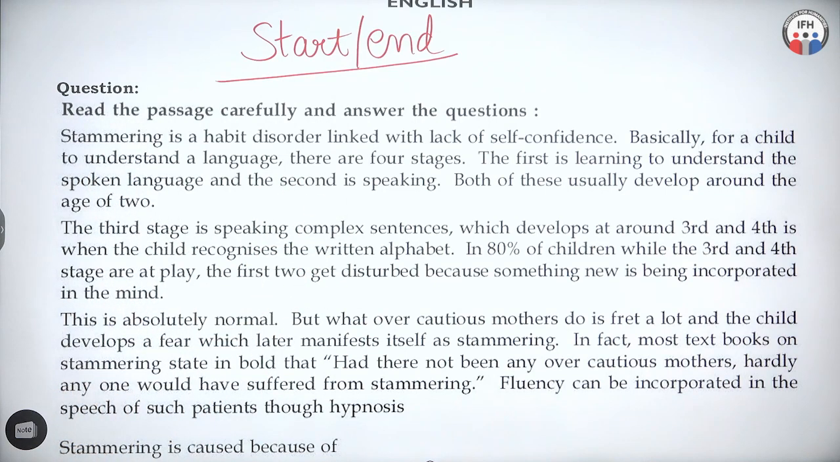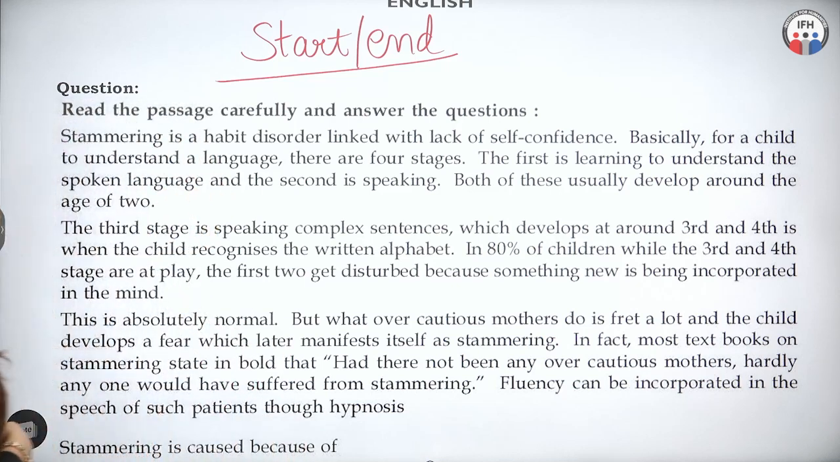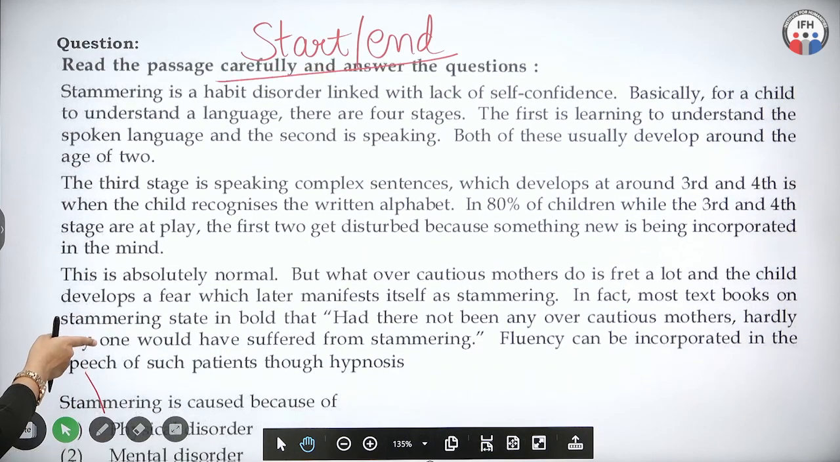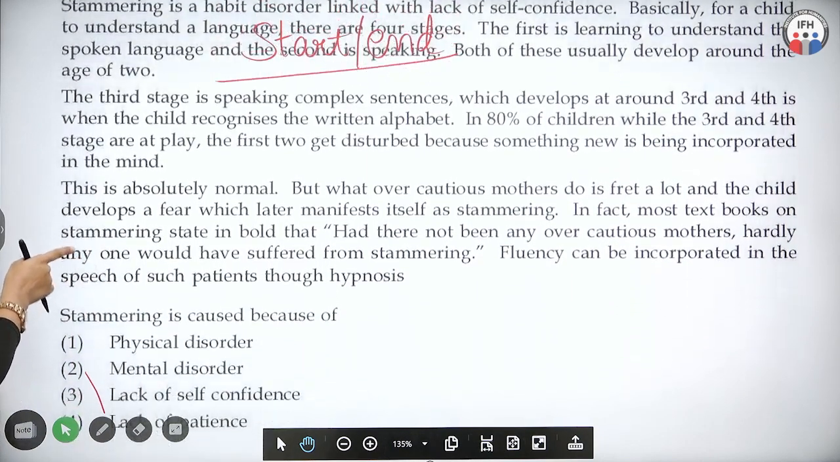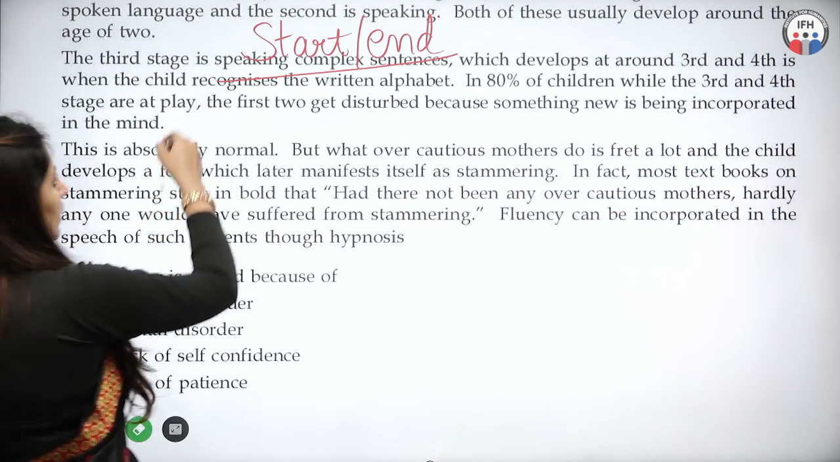Which develops at around third and fourth, when the child recognizes the written alphabet. In 80% of children, while the third and the fourth stage are at play, the first two get disturbed because something new is being incorporated in the mind. Okay, let us see further. This is absolutely normal. One second, let me just remove this.